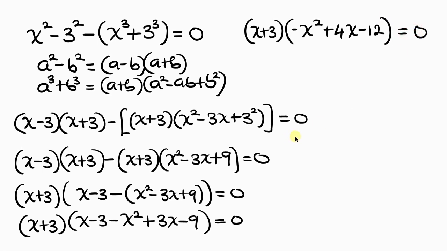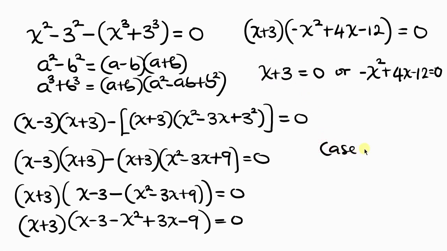So we have two cases which we're going to solve one after the other. The first case is where we have x plus 3 equal to 0, or the second case is where we have negative x squared plus 4x minus 12 equal to 0. Now, let's take these cases one after the other. So let's take case 1. Case 1 is x plus 3 equal to 0.